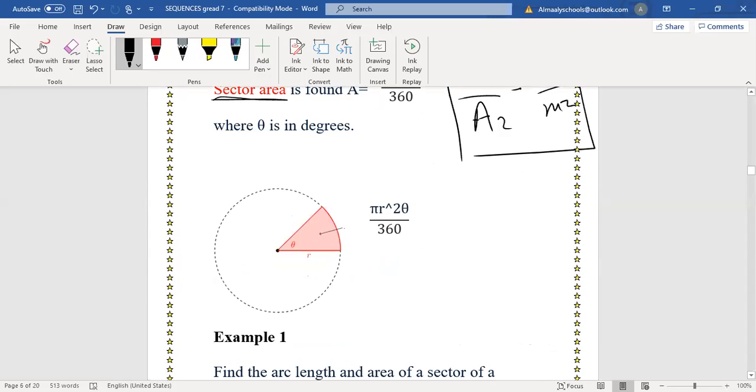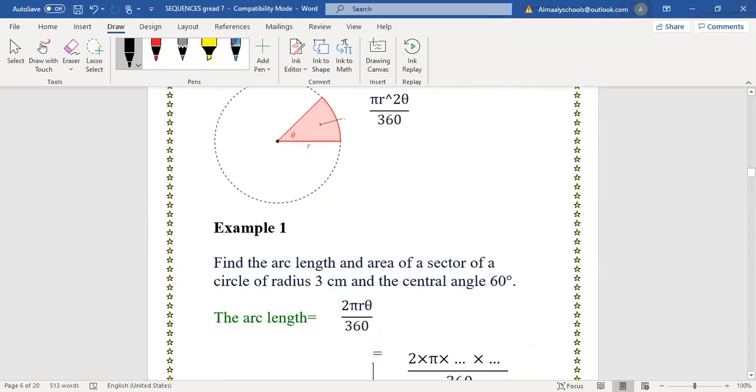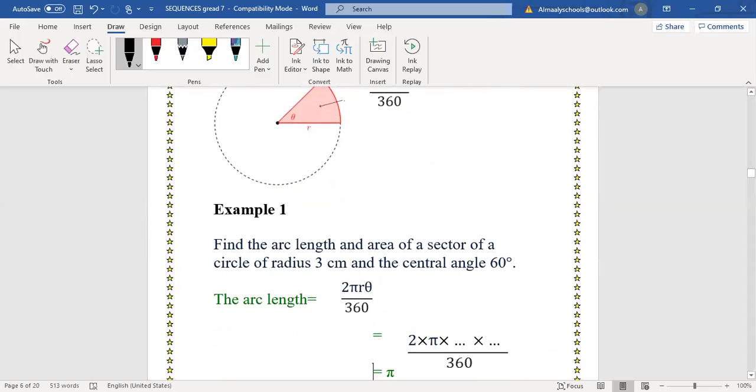Understood? Yes. Okay. So, example one. Find the arc length and the area of the sector of a circle of radius 3 centimeters and central angle 60 degrees. So we have the length of the radius and we have the measure of the central angle.